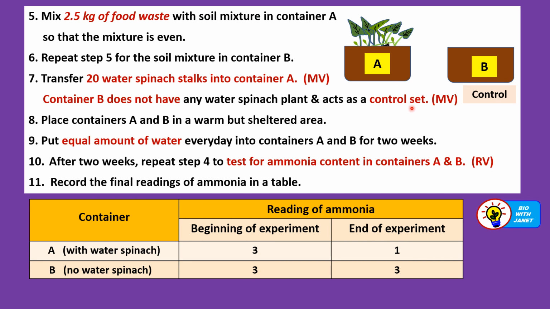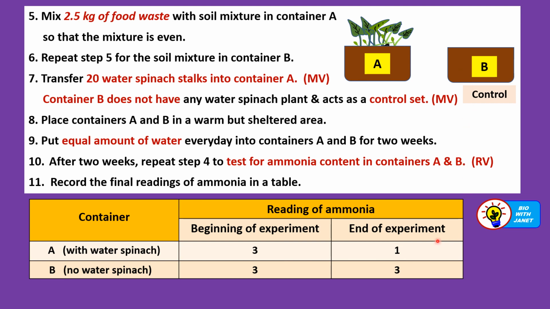Put the 2 containers in a warm but sheltered area and let these plants grow also. After that, water the plants. Put an equal amount of water every day into the containers A and B. That means we are watering the plants. After 2 weeks, repeat step 4 to test for ammonia content in A and B and record the final readings.